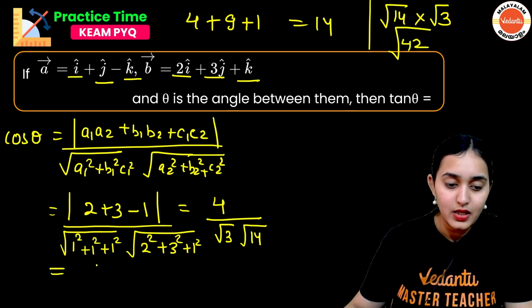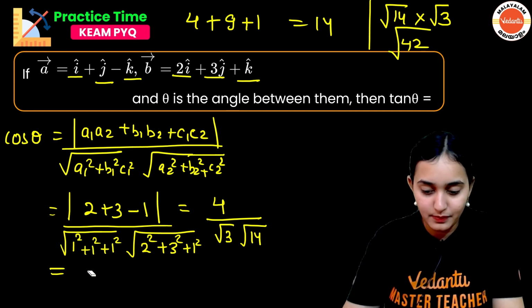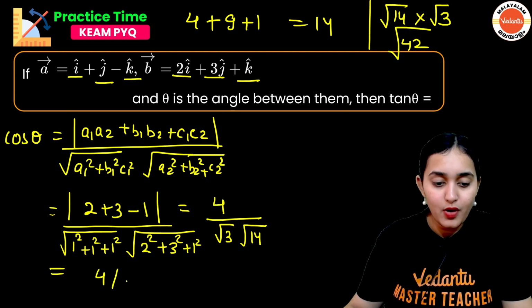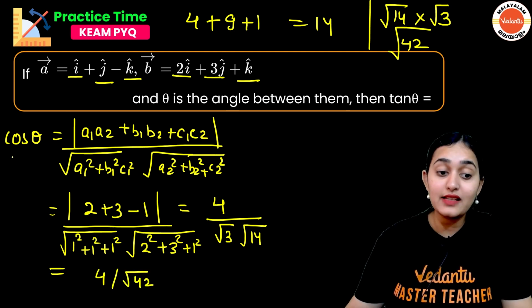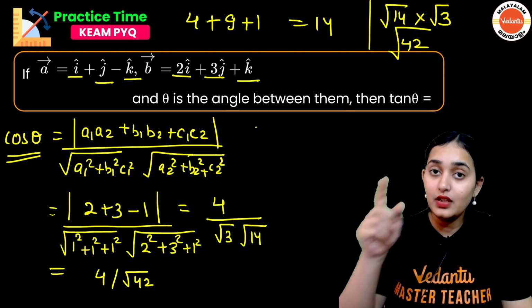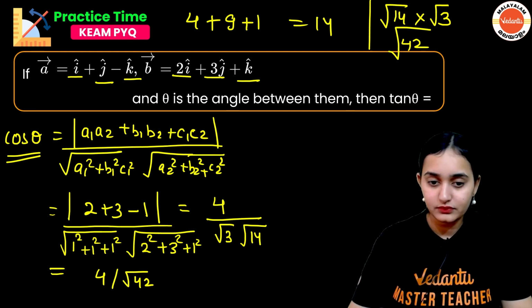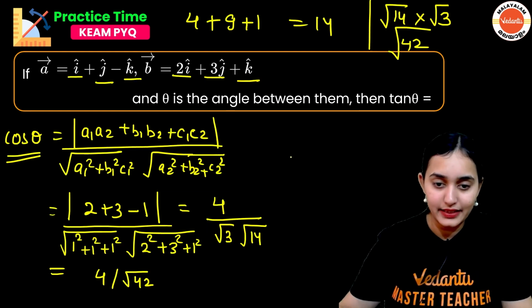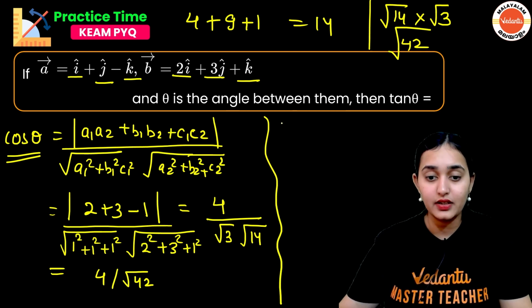So it will become 4 upon root over 42. But this is cos theta value. We need tan theta value. Let me show how you calculate tan theta value. There is no space, so I will write it out here only.